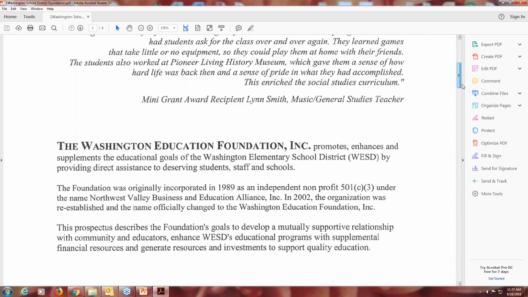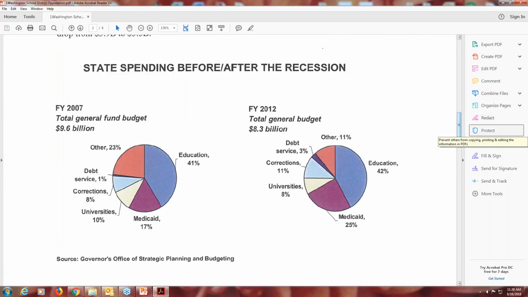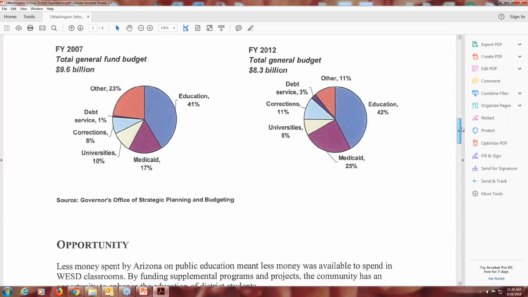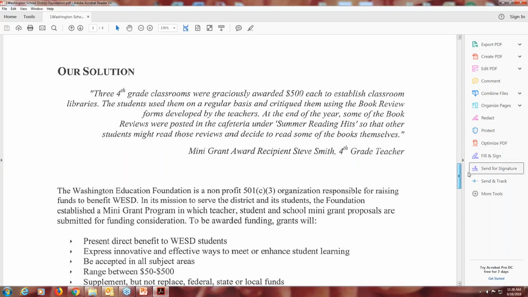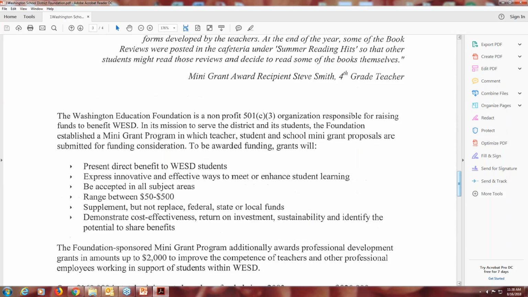One of the things, too, that I liked about this was part of their showing the need was they were showing what the budget looked like back in 2007 and what it looked like in 2012, so that people could see the distinction in terms of their funding, where their funding was coming from, and why it was cut. And then she also had another quote from a teacher when she got to the solution. Nice use of bullet points.